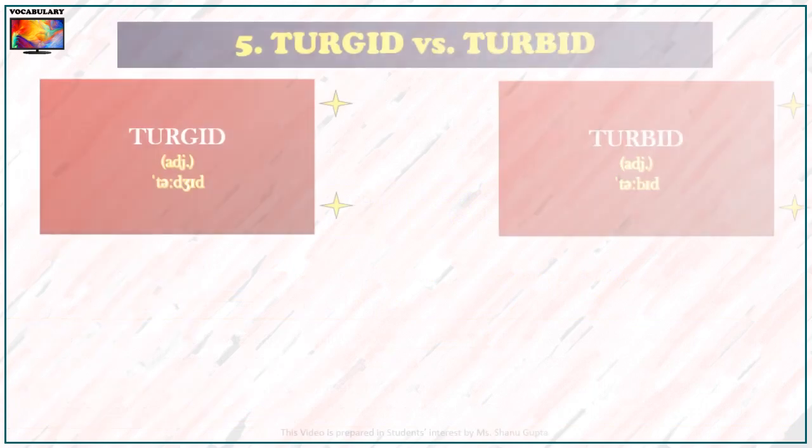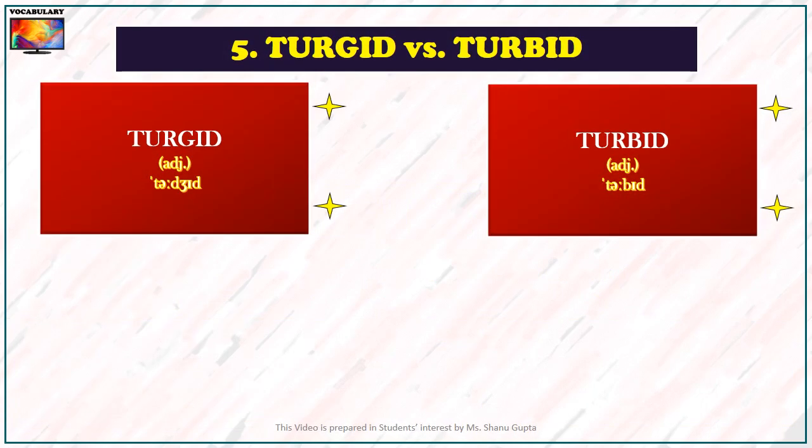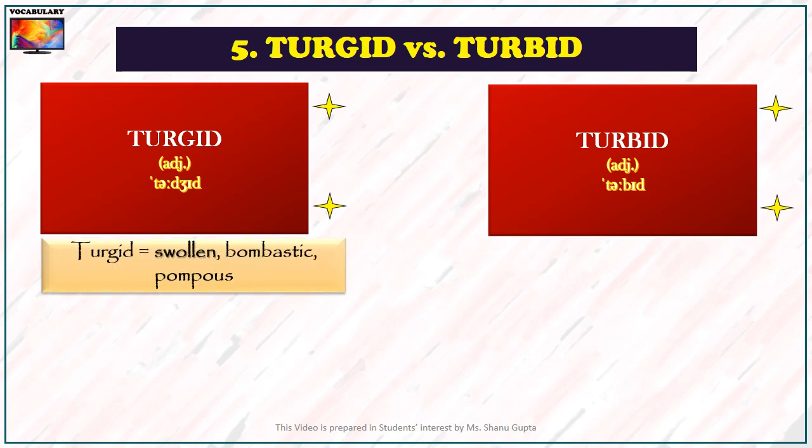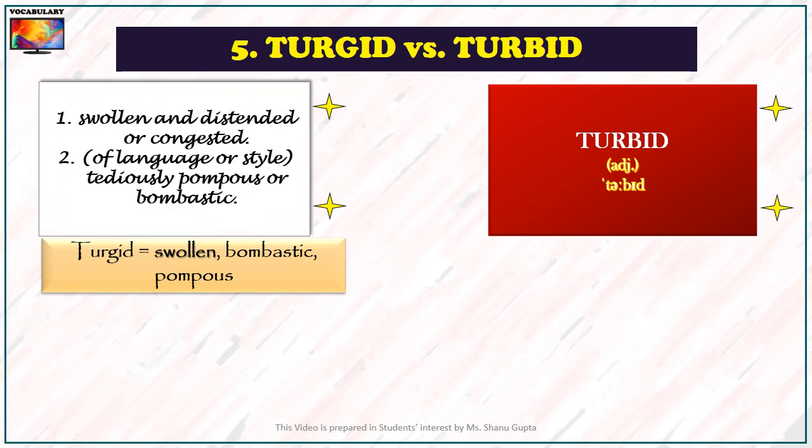Our fifth pair is again a tricky one. The words turgid versus turbid are commonly confused. The first challenge is to memorize their meanings. To put it simply, the one word meaning for turgid is swollen, both literally and figuratively. One may physically suffer from a turgid or swollen limb, like turgid hands or feet, turgid stomach, turgid eyelids, etc.